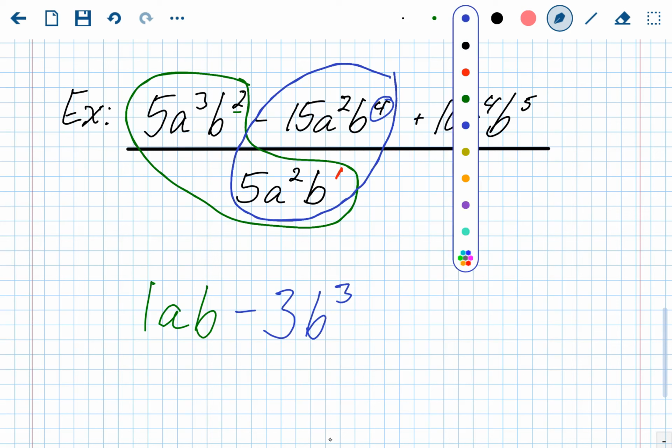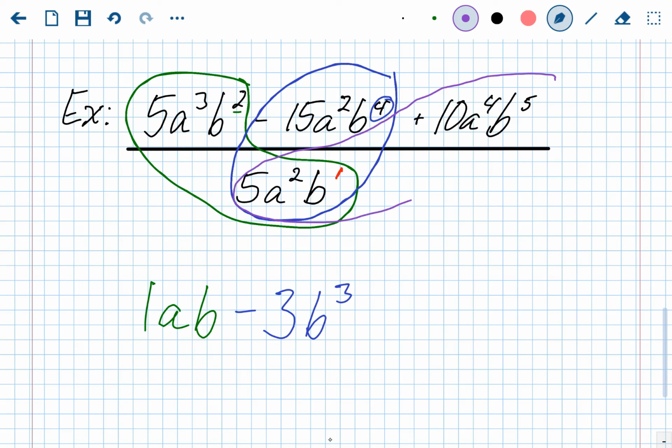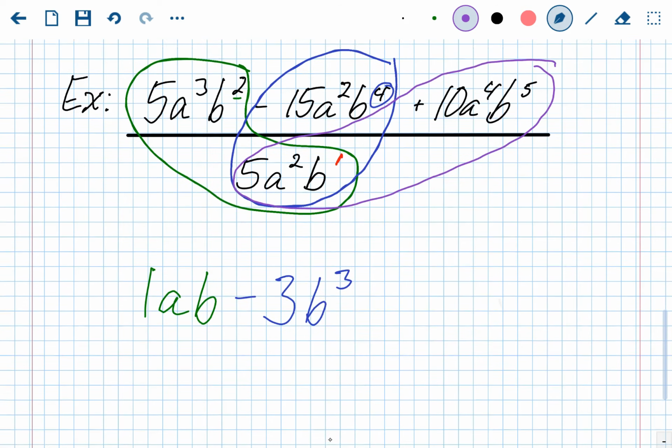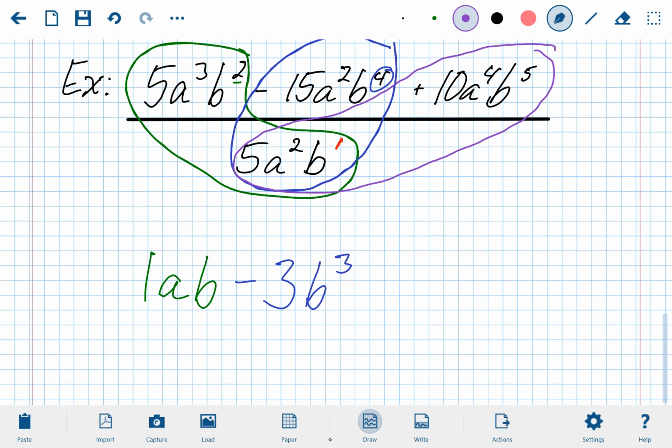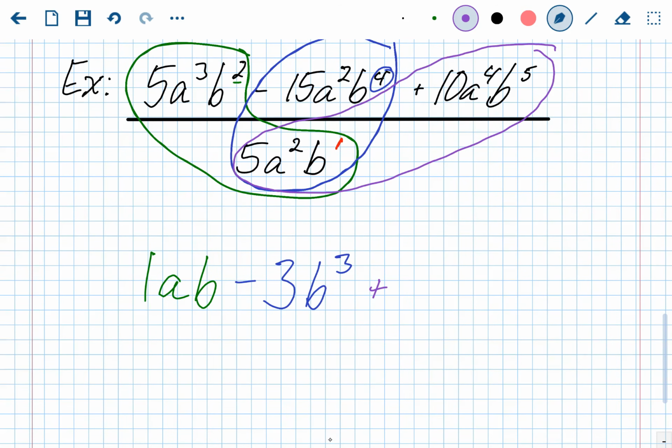And then same thing on the last term. The third term divided by the denominator. So everything on top is getting divided by the single term on the denominator. So divide the numbers. 10 divided by 5 is 2. Take away 2a exponents, leaving 2 behind. And take away 1b exponent, which leaves 4 behind.